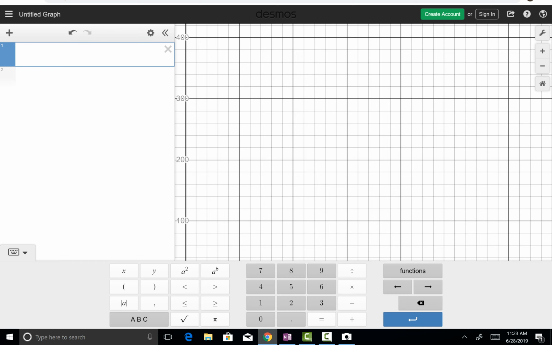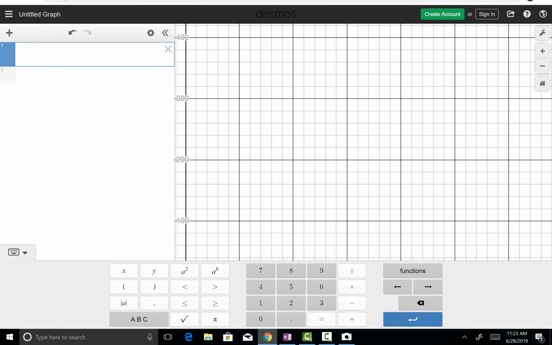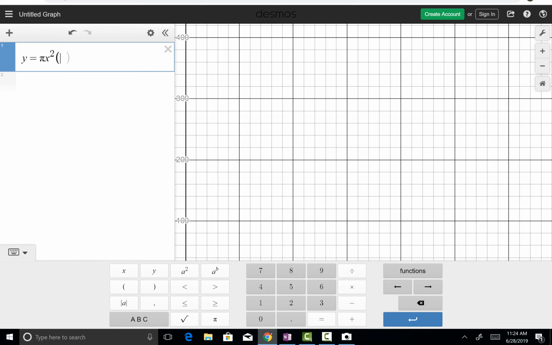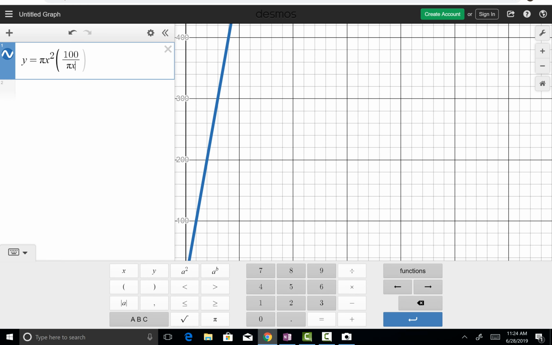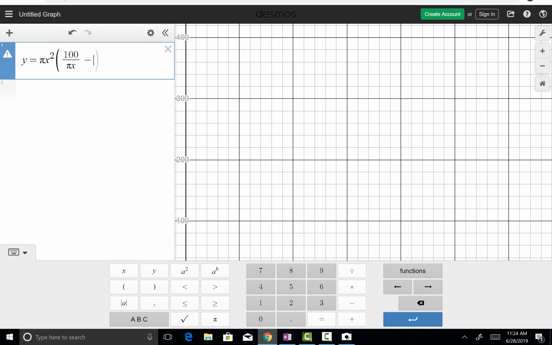So let's see, we've got, go back and look at it. I have pi r squared, and I want to use x, right? Oops, I like to do this. All right, and then I have parentheses 100 divided by, and minus that x. Okay, so I have this. All right.